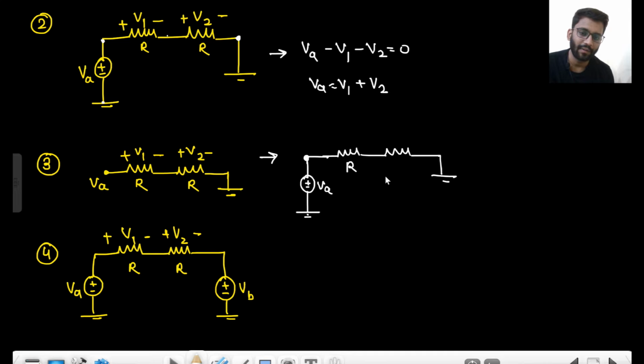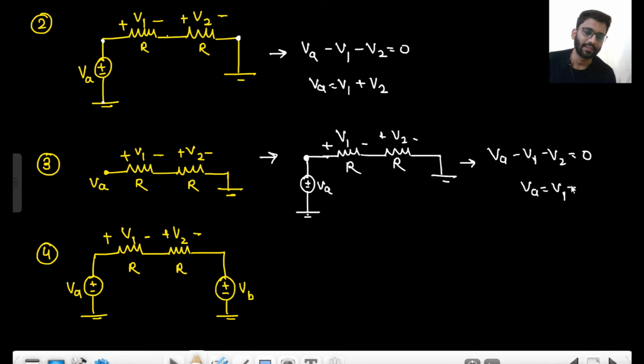Are you getting my point? What does that VA mean? That VA means from ground to that point, the potential is VA. Okay. Sorry, this is V1 and this is V2. So it is the same as this. So again, VA minus V1 minus V2 equals to 0. So VA is equals to V1 plus V2. Right?